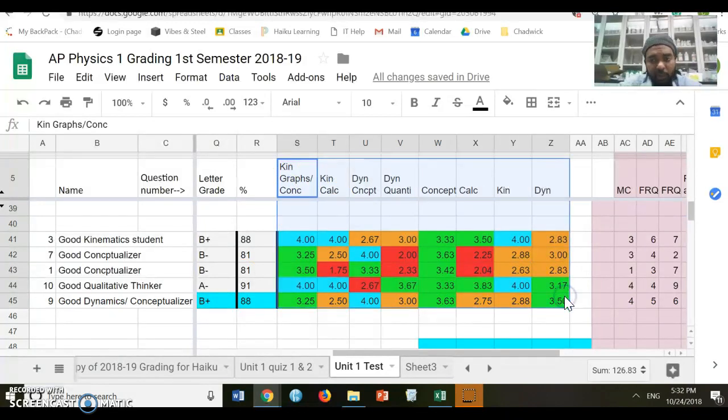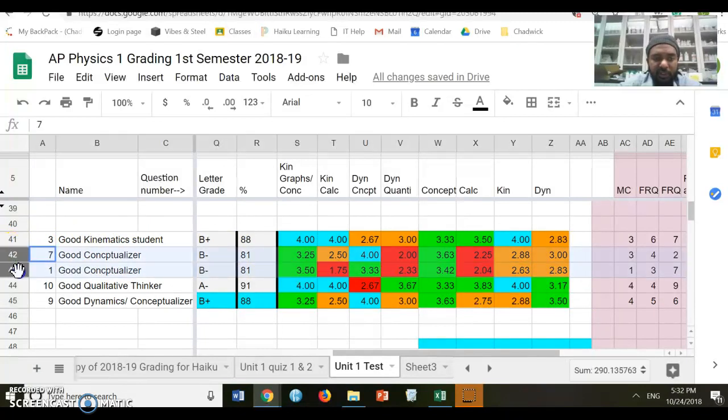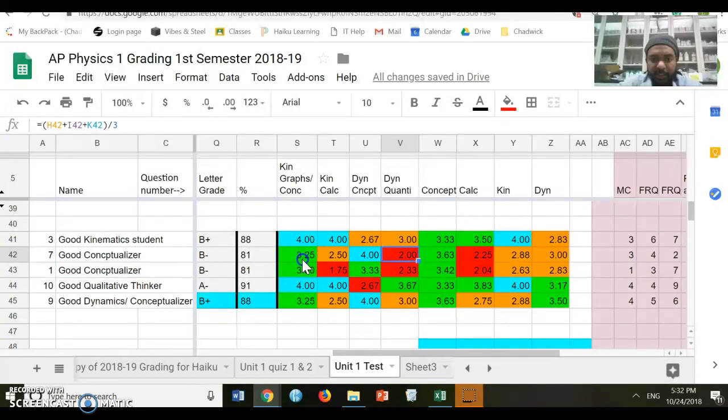Now look at the breakdown according to SBG. Look at how much more information you get here. Well, a lot of information, but let's make sure we can understand it. So, taking the good kinematic student. Oh, in fact, let's look at the 2 B minus students in the middle here. They have a similar story to tell. Each of these students did pretty well in the kinematics concepts and the dynamics concepts, but poorly in the calculations in each of these topic areas.